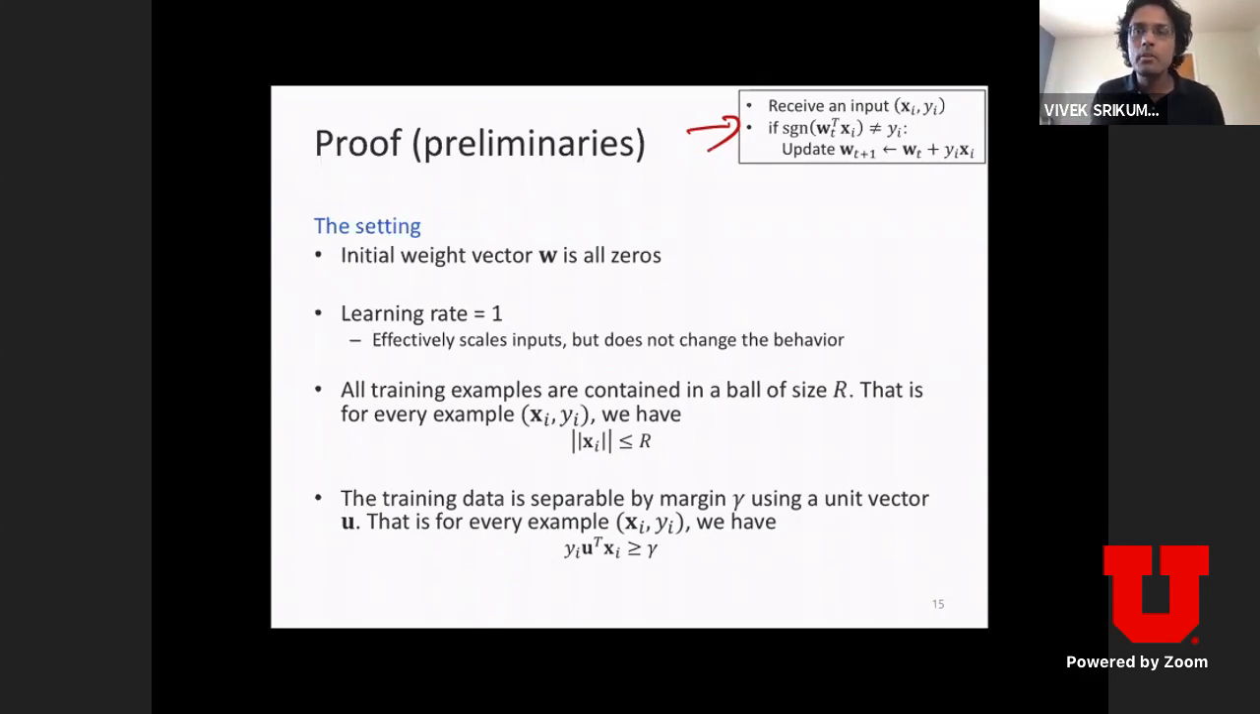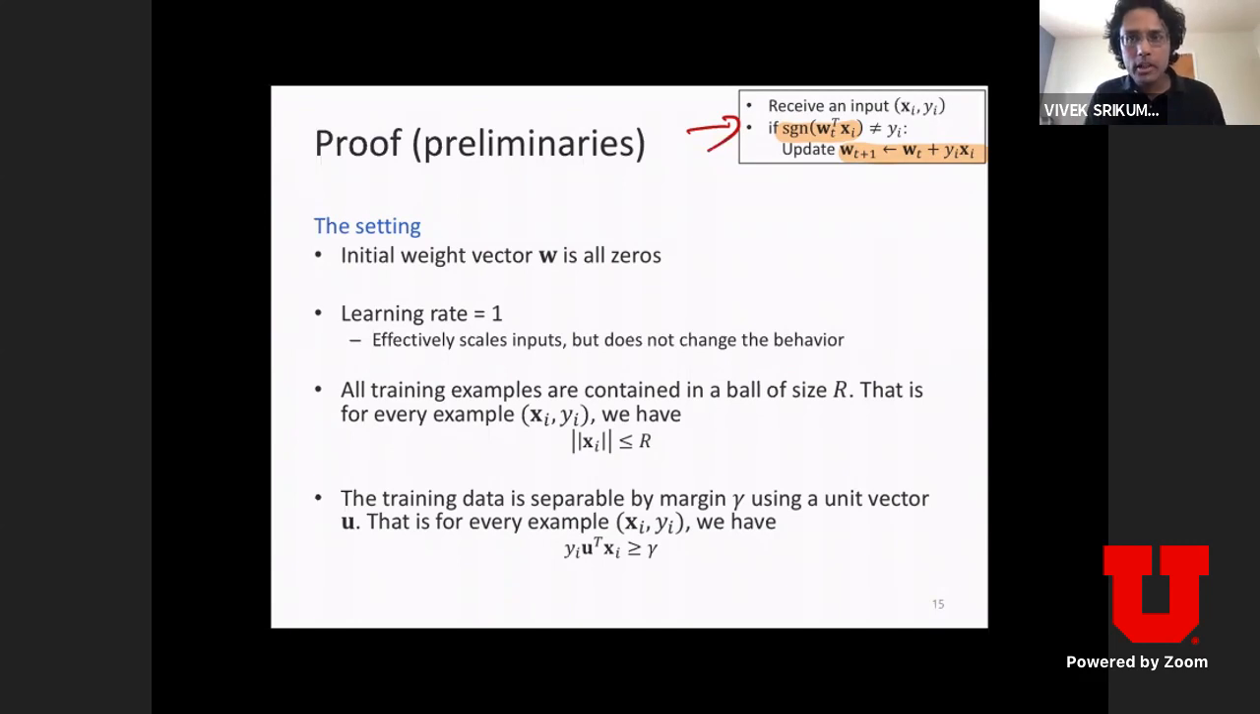It is this online algorithm, which, remember, has a few steps. Every online algorithm receives an example and makes a prediction. In this case, the prediction is the sign of W transpose X. If the prediction is wrong, it makes an update, and the update is the perceptron update.